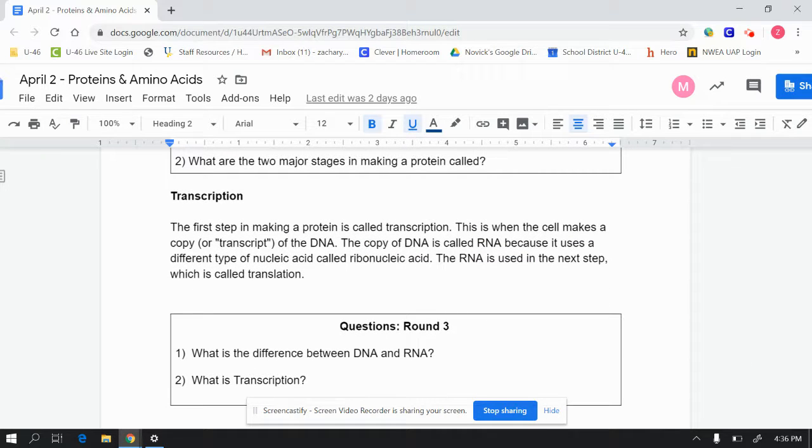Transcription. The first step in making a protein is called transcription. This is when a cell makes a copy or transcript of the DNA. The copy of the DNA is called RNA because it uses a different type of nucleic acid called ribonucleic acid. The ribonucleic acid, or RNA, is used in the next step, which is called translation.